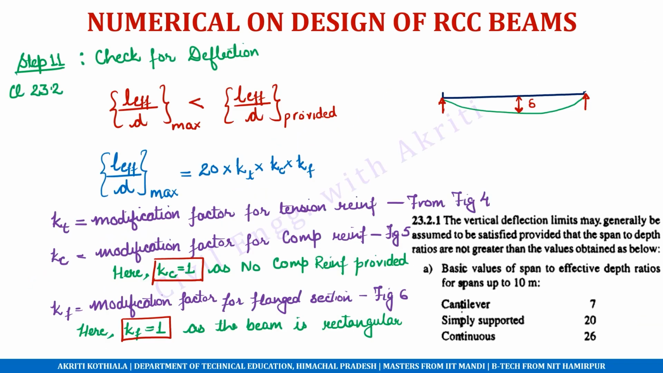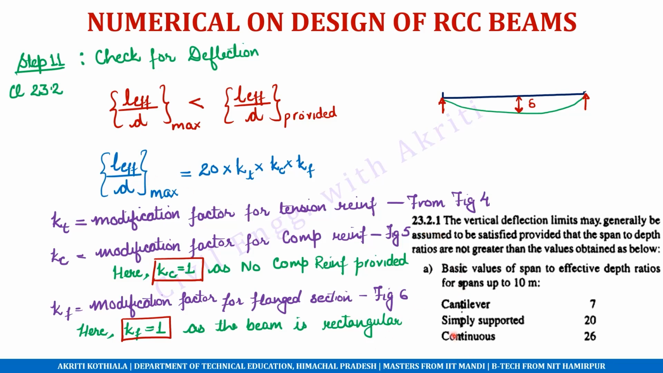Moving on, we will calculate deflection. We refer to clause 23.2 of the code. So how do we check for deflection? The L effective upon D ratio, the maximum ratio should be less than L effective upon D ratio, which has been provided in the question or provided by us. So how do we obtain this maximum value? To obtain this maximum value, we have to refer to clause 23.2.1.